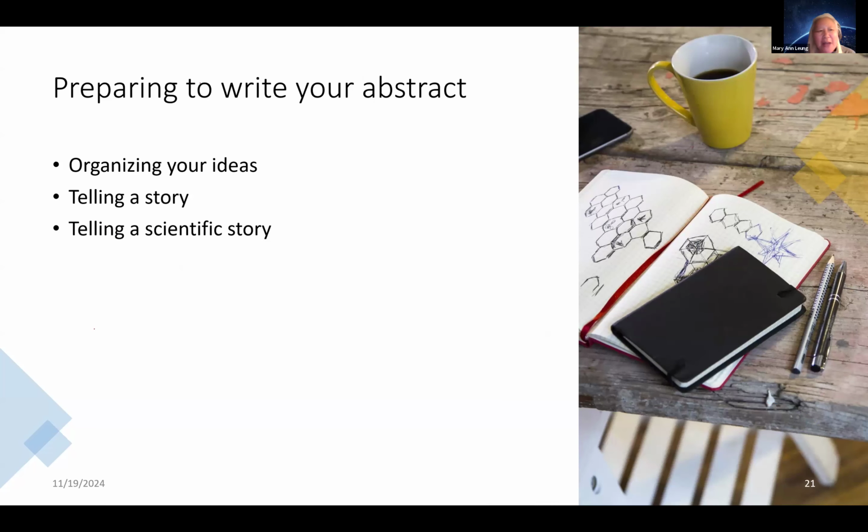Okay, so now we're going to talk about how to actually write your abstract. And I'm going to organize this portion of the seminar into three topical areas. One is just how to organize your ideas, because sometimes you get involved in research and you're doing a lot of work and kind of get bogged down in a lot of the details. So first is organizing the ideas about the work that you did. And then second is telling a story about that work. And then specifically telling a scientific story, because that's also really important. Believe it or not, when you go to present your research, you really are telling a story about the work that you did.